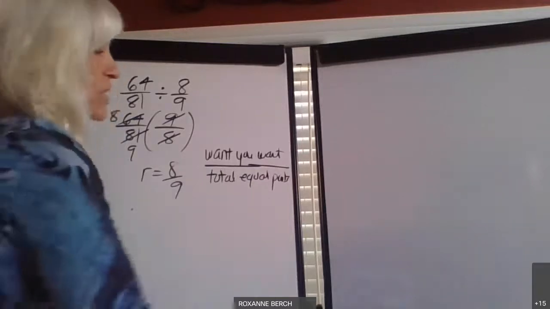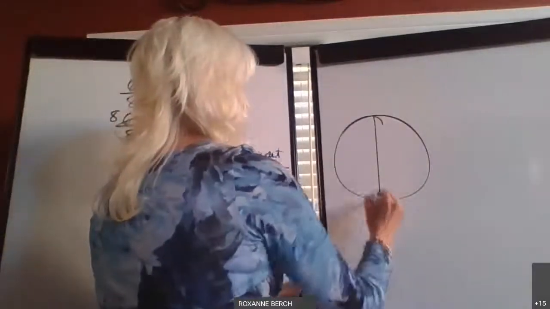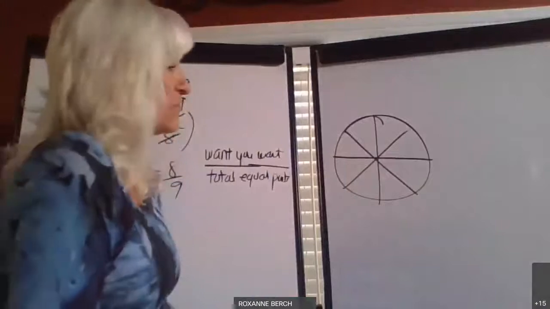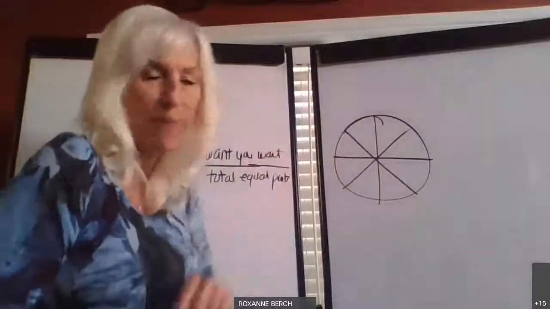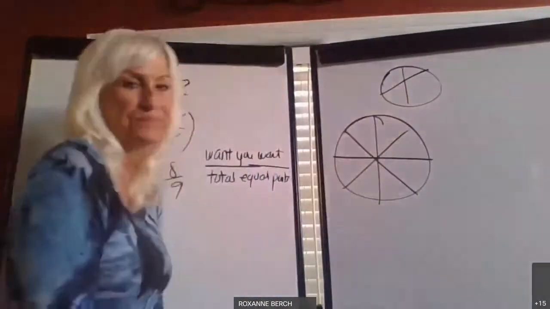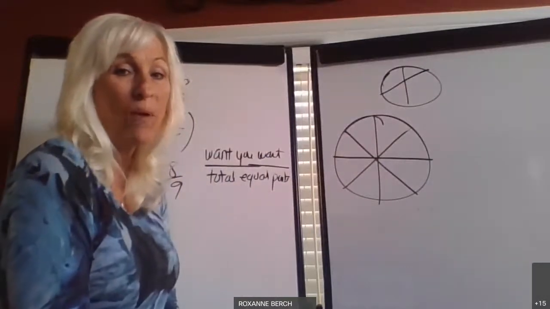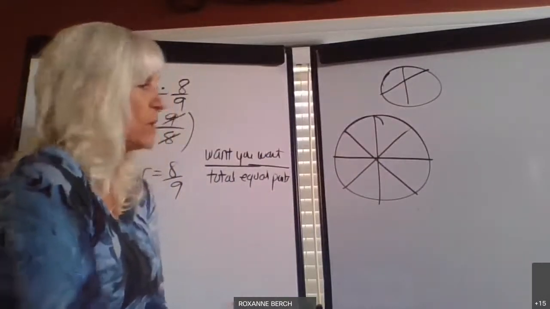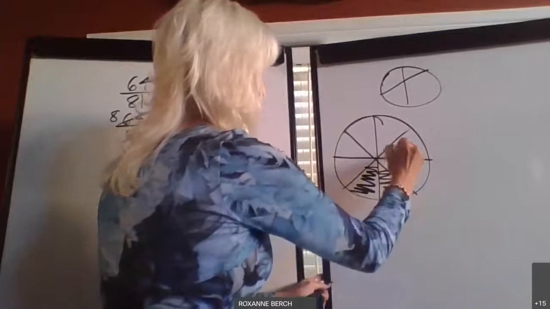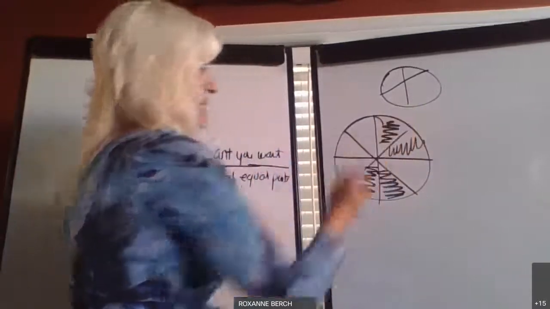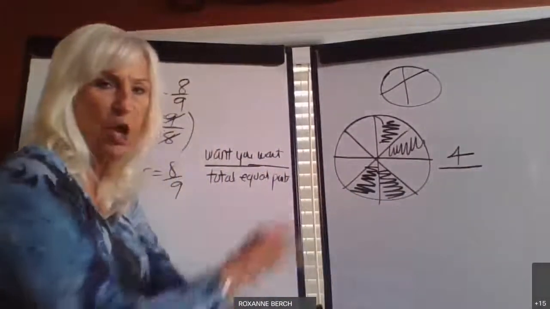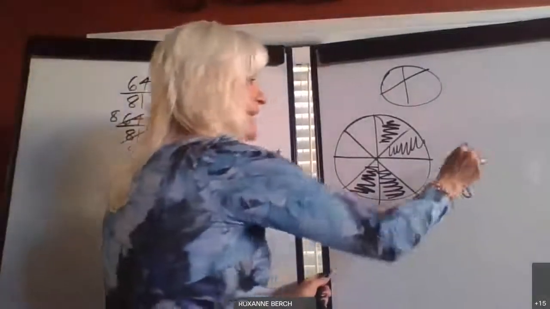So like if I drew a pie, in order to write a fraction, those sectors would have to be evenly spaced. You can't write a fraction that looks like this, because you don't have equal parts. So as long as the parts are equal, what would that represent? It would represent what you want is 4 out of the total number of equal parts, which should be 8.